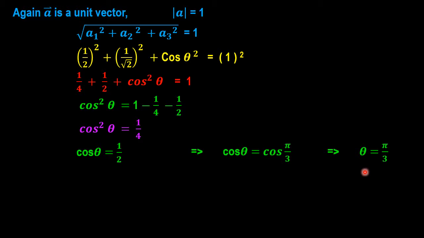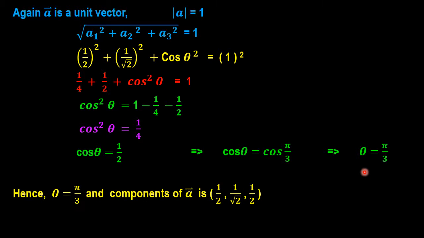So we have got the value for theta and the value for the three components also. So we can write the answer. Hence theta equals pi by 3, which we have obtained here. And the three components of A vector: A1 is 1 by 2 and A2 we have got 1 by root 2. And if you put theta equals pi by 3 in that A3 equation, cos pi by 3 equals A3, then A3 will be 1 by 2. So this is the answer for question number 3.